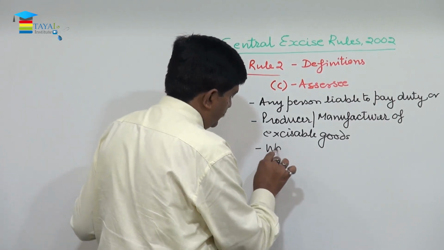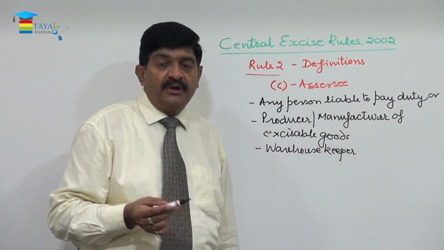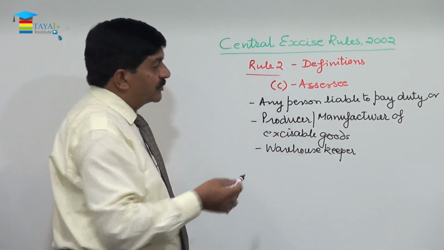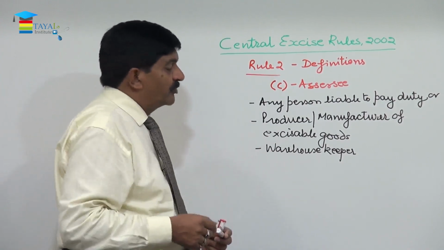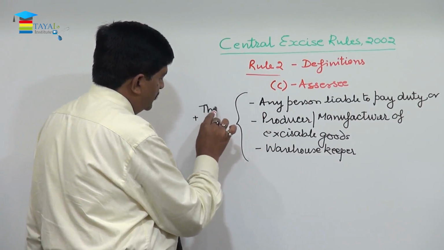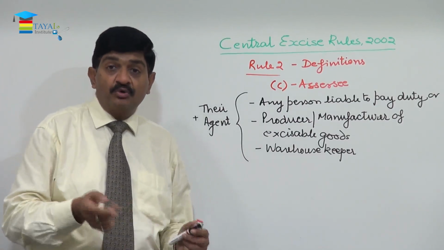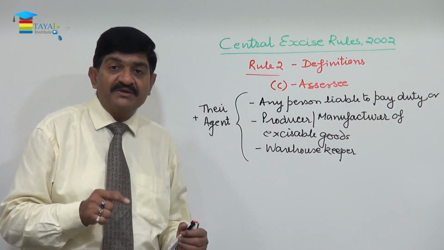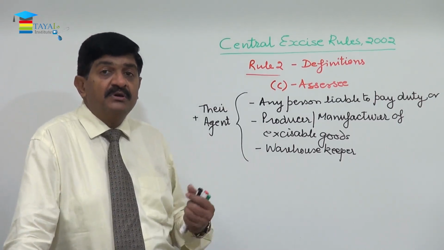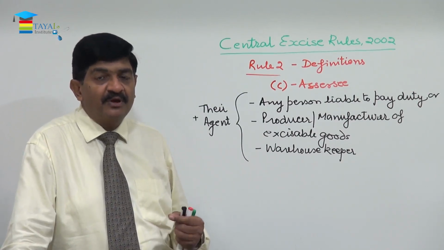So here we can use the word warehouse keeper. Right, but this warehouse is the warehouse where finished goods are deposited outside the factory without payment of duty. So these three persons: first of all, the person who is liable to pay the duty, or the person who is the producer or manufacturer, or the warehouse keeper, and includes their agent. So where the principal has authorized somebody else to do the job or to discharge the liability, then the agent of the principal will also be considered as an assessee, right? In other words, if I tell you the meaning, assessee means the person whose duty liability is assessed, or rather who is responsible to pay duty, he will be called an assessee.